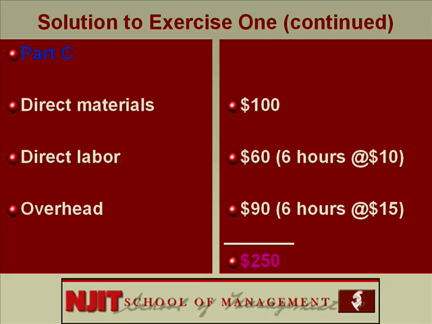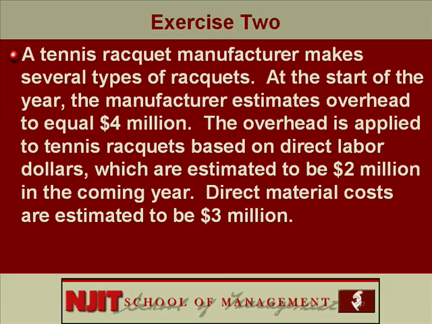Let's try another problem. I want you to take a few minutes and read this problem or even print it out. It's about a tennis racket manufacturer who makes several different types of rackets. They decided to charge overhead using direct labor dollars.